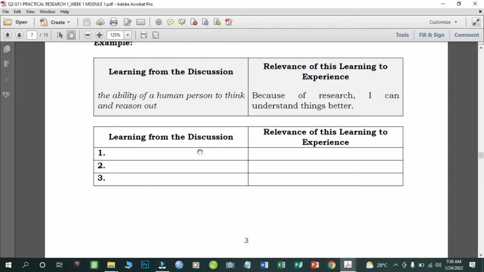Okay, so what you have learned in this module, like right here, what you learn in your discussion, the three learnings that you have, and what is this relevance to your experience, just like this one.